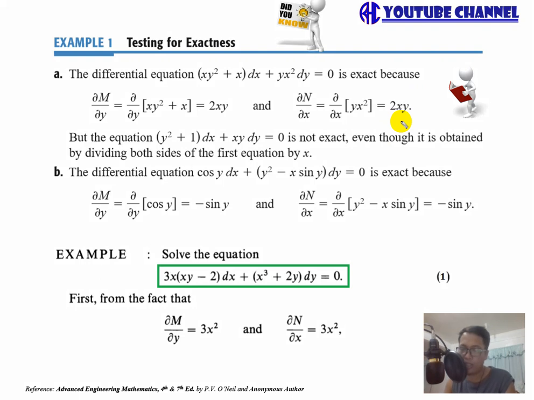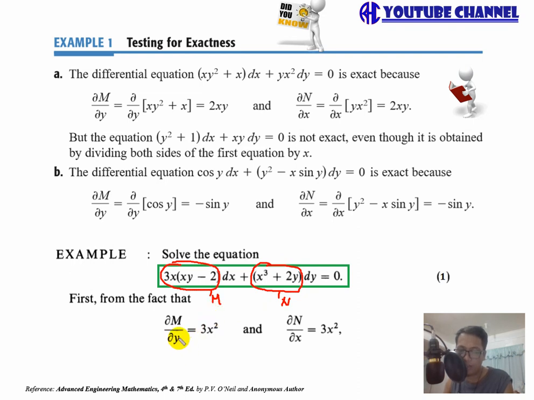Okay, let's solve the equation 3x times the quantity xy minus 2 dx plus the quantity x cubed plus 2y dy equals 0. So, check natin yung value ng M. Ito yung M. Ito naman si N.